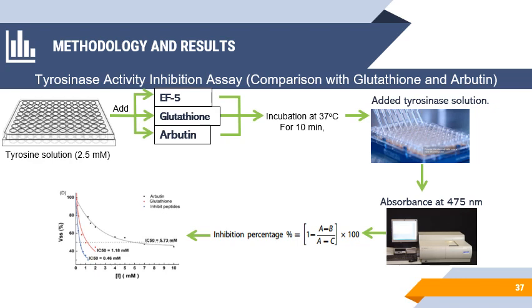And the second assay is the tyrosinase activity inhibition assay, a comparison with glutathione and arbutin. The slide before was only from EF-5, but in this assay, tyrosine solution at EF-5, glutathione, and arbutin were incubated at 37 degrees Celsius for 10 minutes, and then tyrosinase solution was added, and then the absorbance was measured at 475 nanometers. From the absorbance value at 475 nanometers, the inhibition percentage can be found, and we can find the IC50 of the EF-5, glutathione, and arbutin.